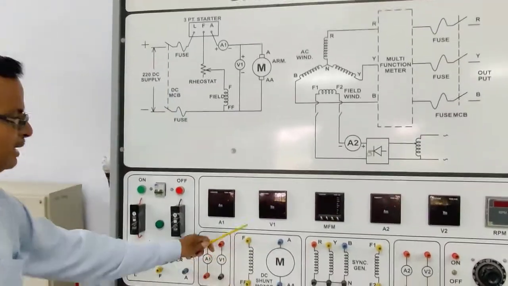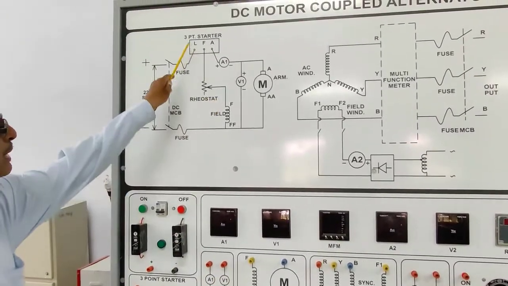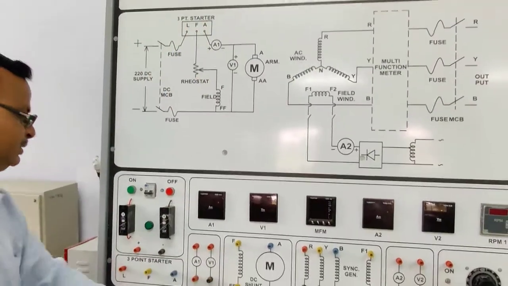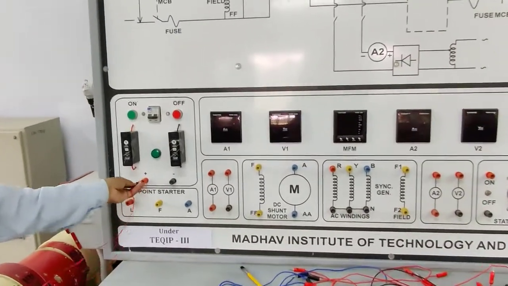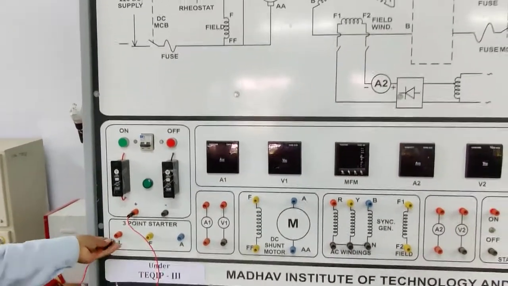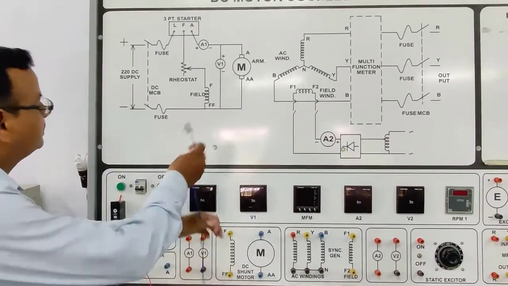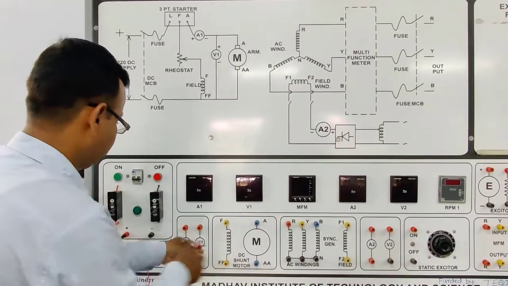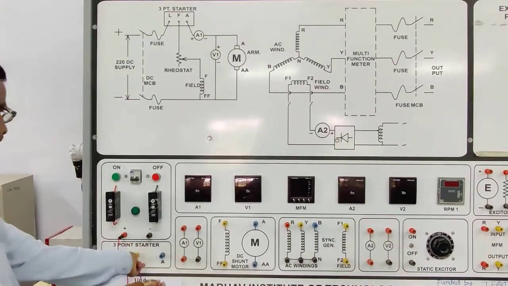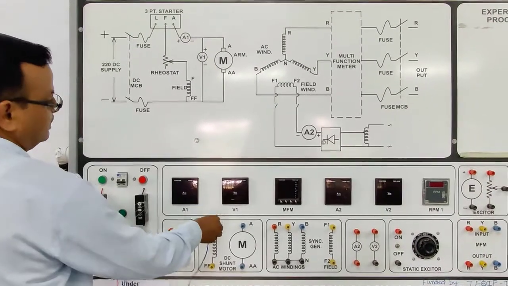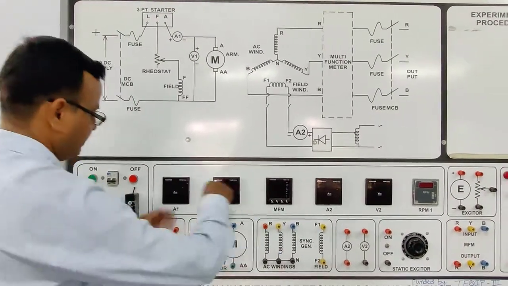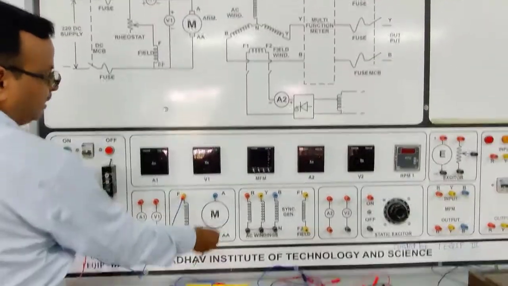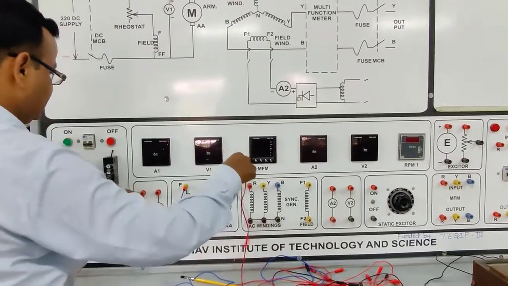For starting the DC shunt motor, we use a 3-point starter. Here we are using line, field and armature. So we connect a switch, and the supply terminal L is connected to the L terminal of the starter. Next, the field terminals are connected to the field terminals, and AA stands for armature terminals, which is connected in series with an ammeter.